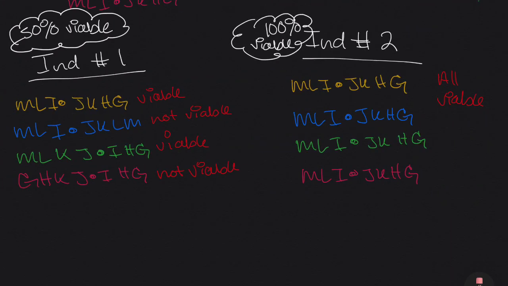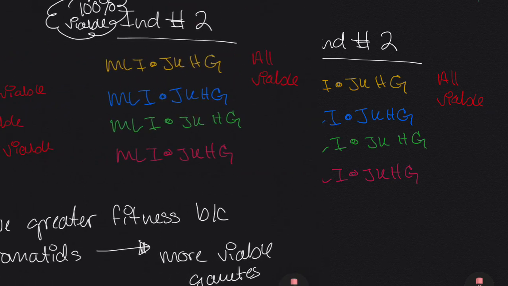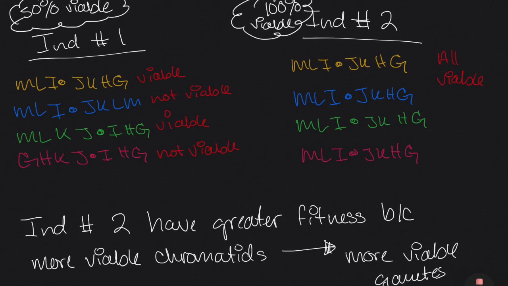If we compare individual 1 and individual 2 for fitness, which one will have the greater fitness? Individual 2 will have the greater fitness because it has more viable gametes. Individual number 1 only has a 50% chance of producing viable gametes.